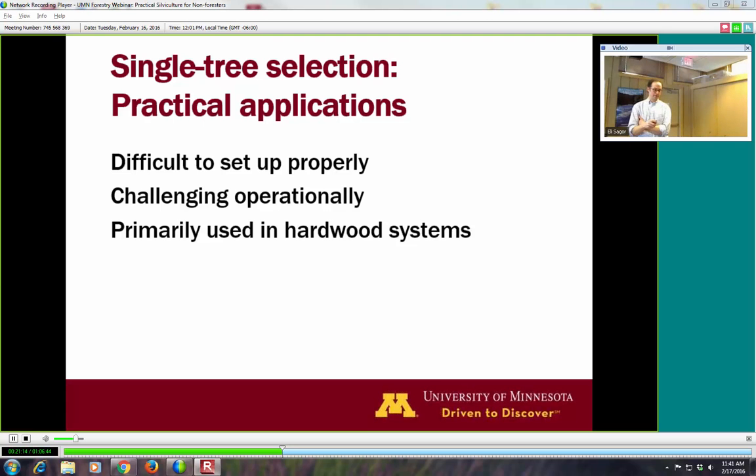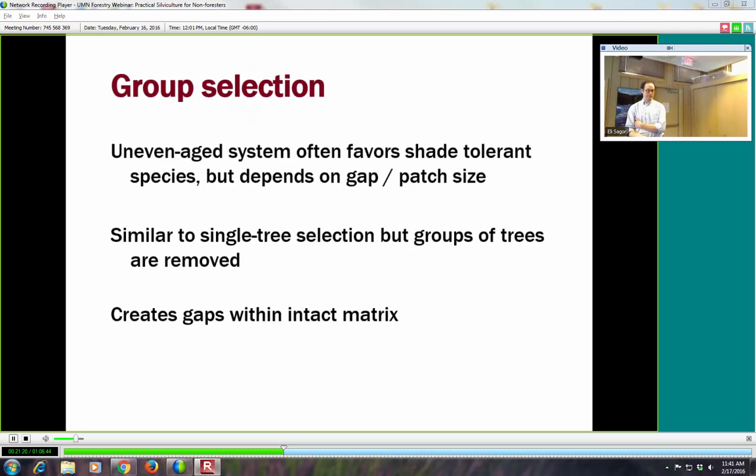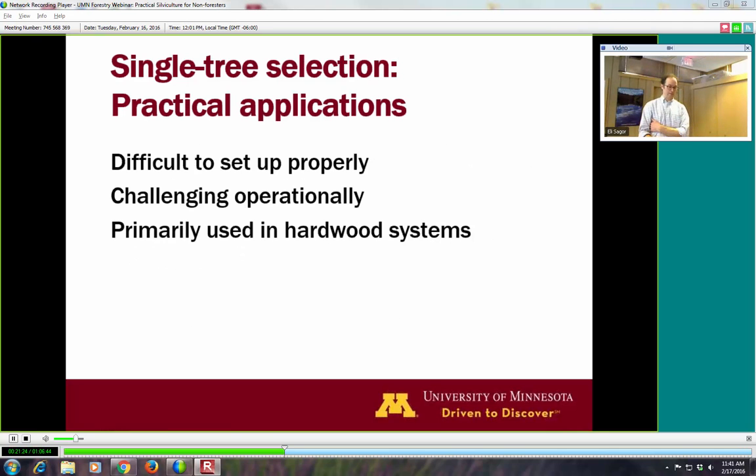Single tree selection is primarily, at least in this part of the world, used in hardwood systems. We'll talk a little bit more about that. Oh, I guess my examples come a bit later. So that's single tree selection.